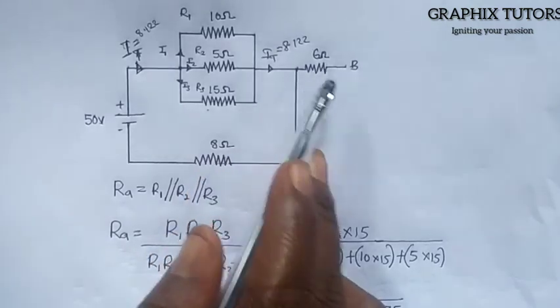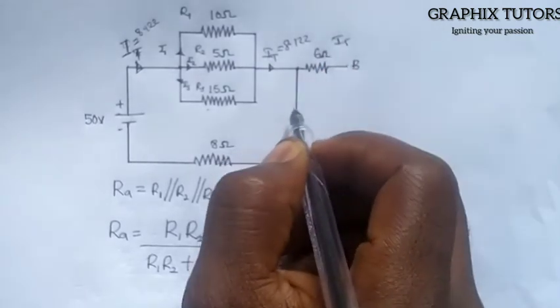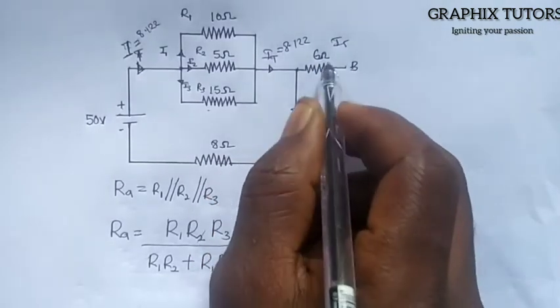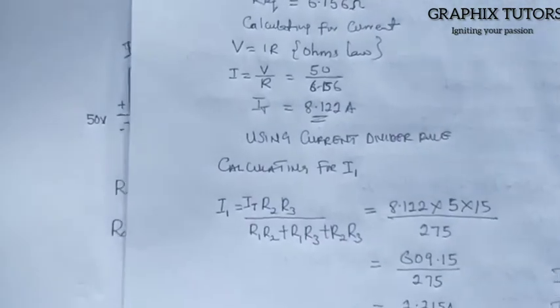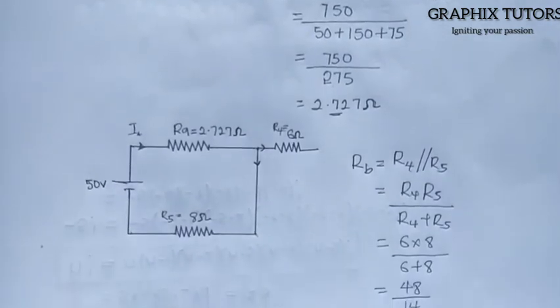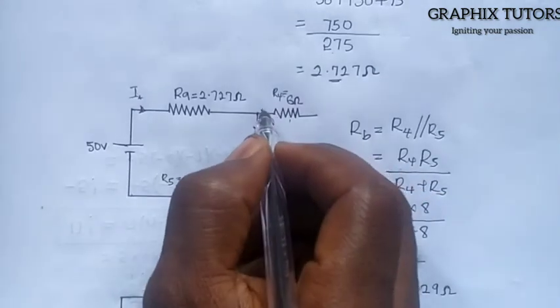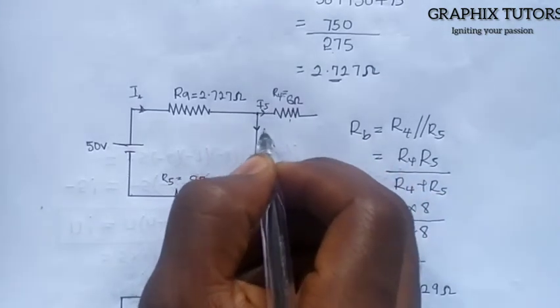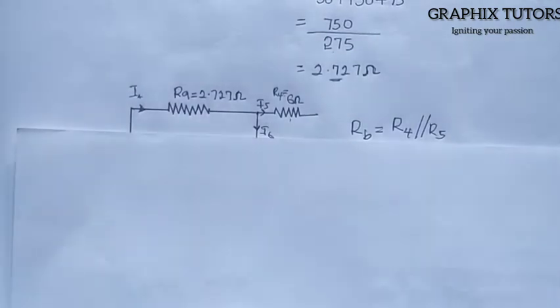For these two, let's assume that I5 is flowing through here, and I6 is flowing through here. So you do the same process and you see what will happen. You go to the other one that deals with I5 and I6, which is this. We said earlier that these two are in parallel. So we assume that the current flowing through here is I5, and the one coming here is I6. So what you simply have to do is calculate for I5.